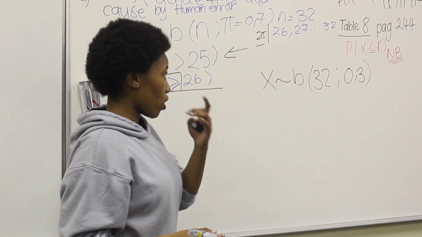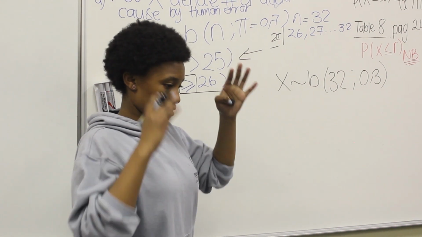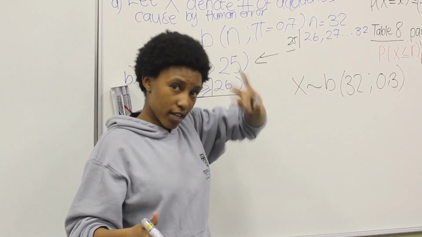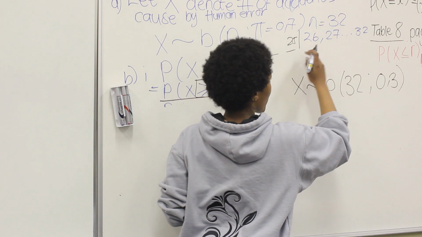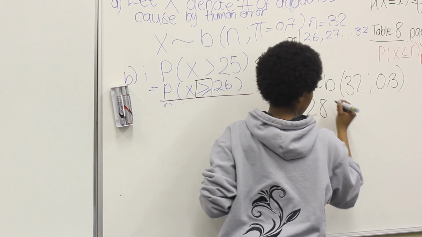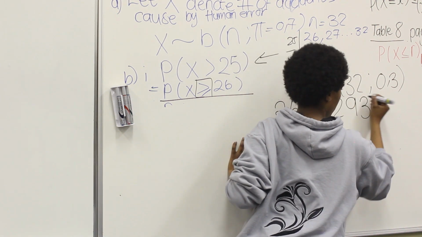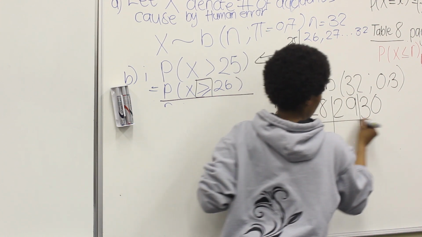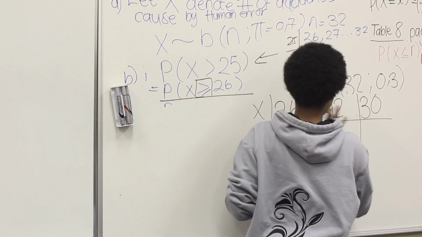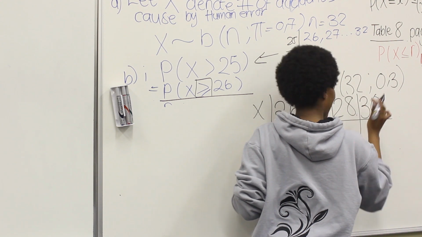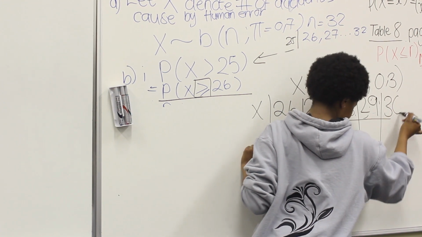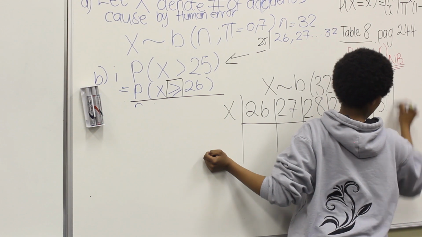So now, with x and x prime, when x happens, x prime doesn't happen. When x prime happens, x doesn't happen. So we're looking for everything that's more than the 26. So we have 26, 28, 29, 30. So these are values of x, now. What about 27? Oh, thank you. 27, 28, 29, 30, 31, and 32.